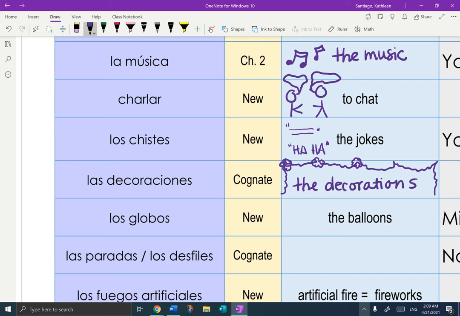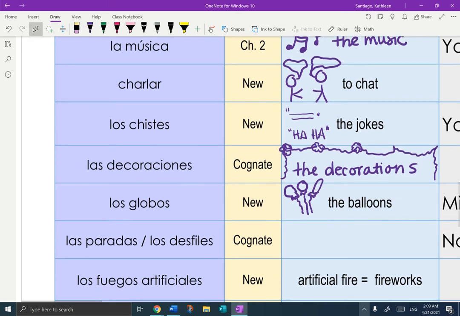Los globos, that might be a new word for us. So when we think about globos, right, they're going to be on a string. Maybe you get a taller one on the string. Might get a perfect circle one. Okay, so los globos. I think of the globe. The globe is a circle. Los globos are circles, balloons.